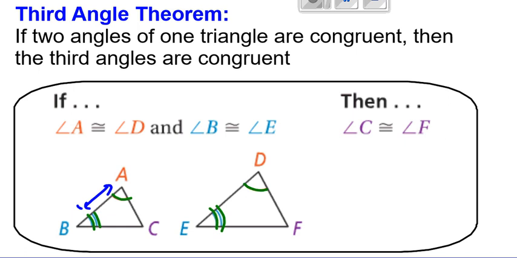All triangles have to add up to 180, so if two of them are known, I can figure out the measure of the third angle. So if these two are congruent and these two are congruent, then the third angles also have to be congruent. I should use a third marking tool. Okay, so that's basically third angle.